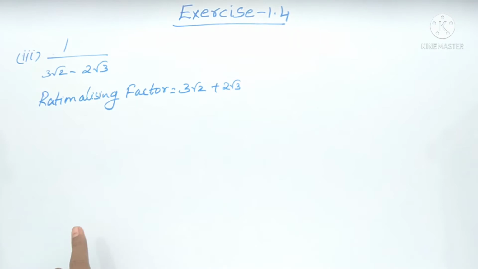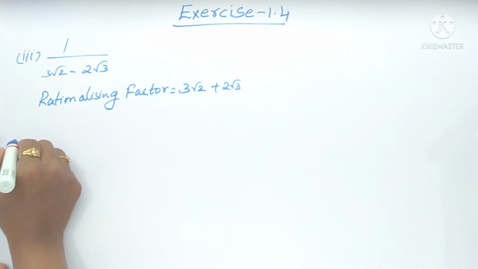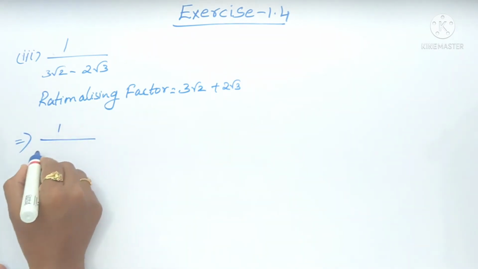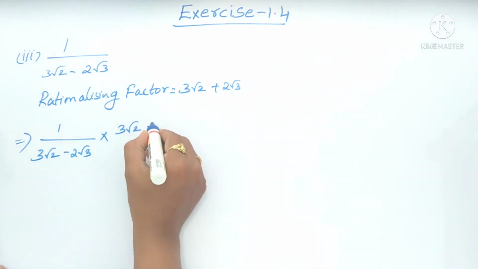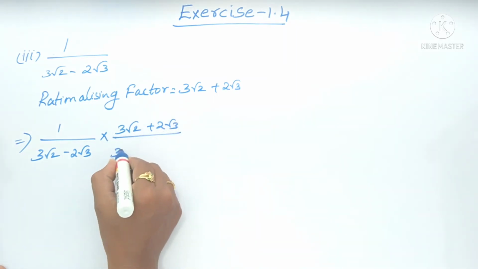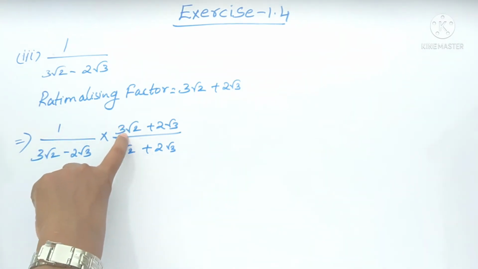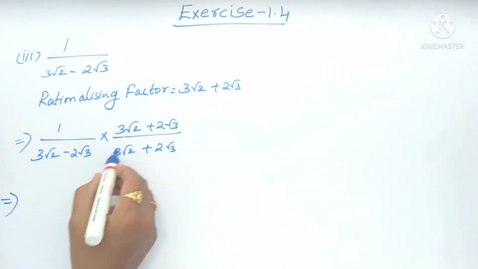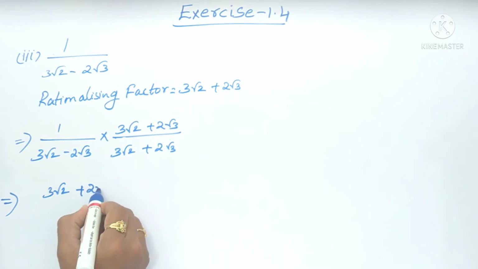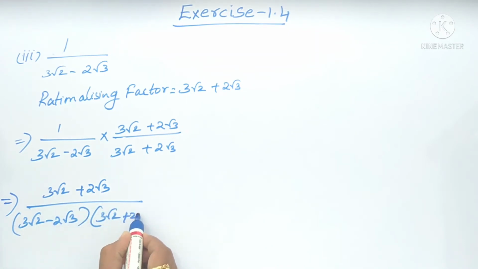Okay. Now we will multiply both numerator and denominator with this rationalizing factor. So 1 by (3√2 − 2√3) into (3√2 + 2√3) by (3√2 + 2√3). So here 1 into this is the same, 1 into any number is again the same number, right? So (3√2 + 2√3) by (3√2 − 2√3) into (3√2 + 2√3).